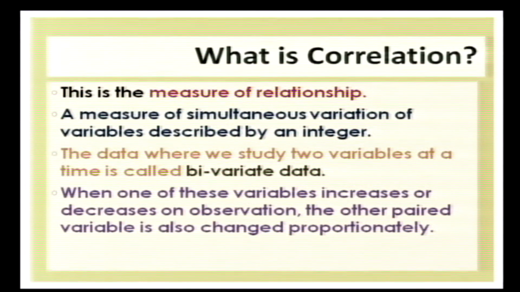And when one of these variables increases or decreases, the other paired variable also changes in proportion and simultaneously. But that change is not always in the same direction, and not always at a similar speed. Maybe one variable is changing at a faster pace, another variable at a slower pace. But the direction may be the same, meaning if one variable is going up, the other variable is also going up. Vice versa is also possible: one variable is going up and the other is going down, or one variable is going down and the other is going down equally.